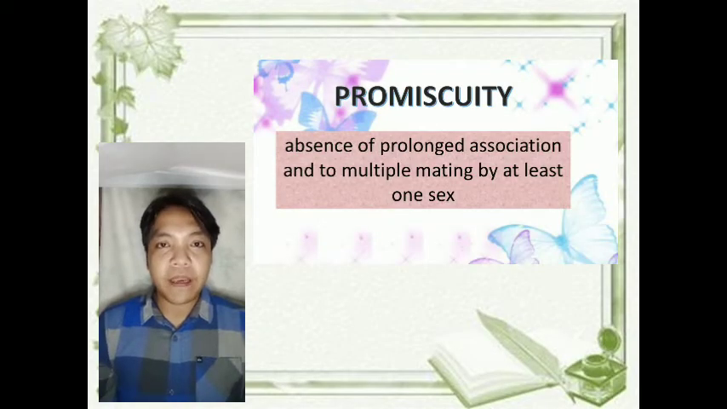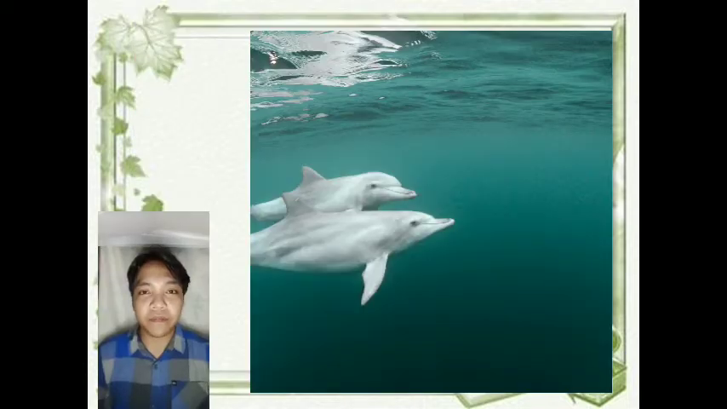Last but not least, promiscuity. It is a mating system where there is no pair bond, meaning the males and females mate randomly. The promiscuity mating system may occur in species for which the environment is unpredictable. One example of a promiscuous species is dolphins.